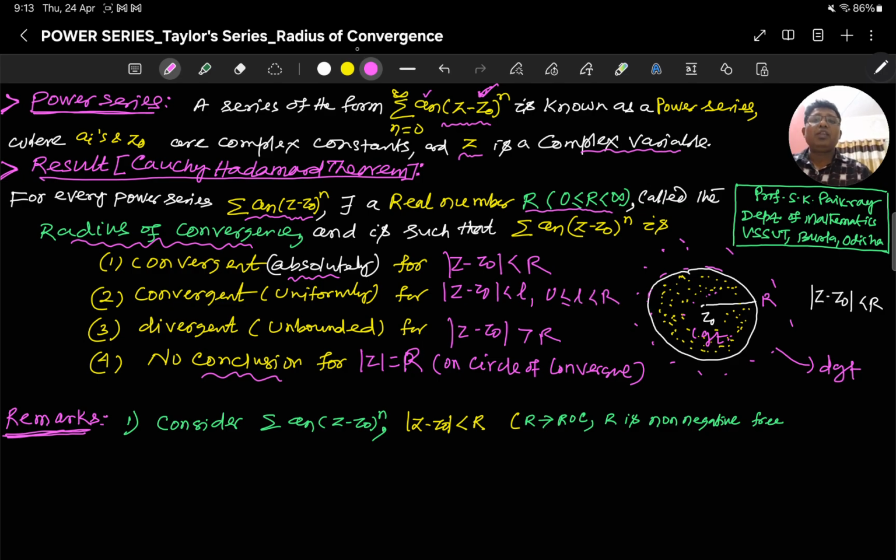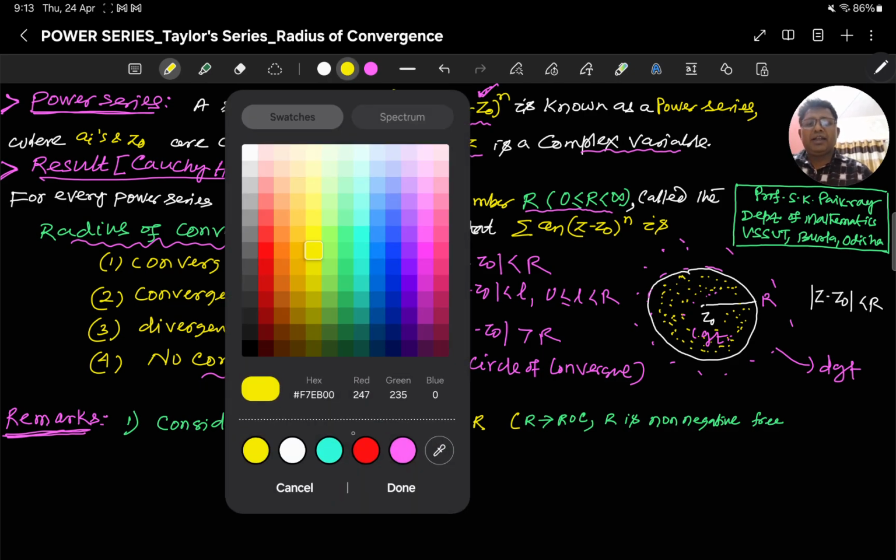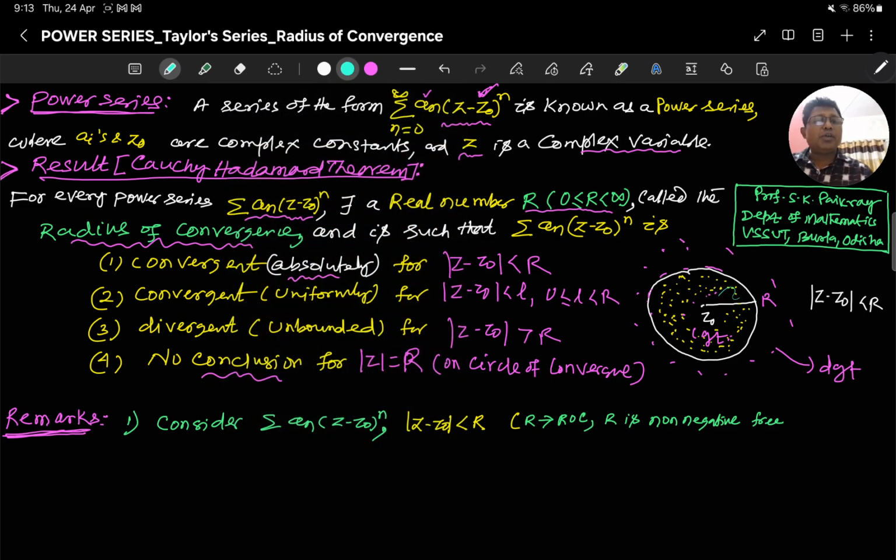That means if you have a small circle here, another region with radius L, then within this region it is uniformly convergent, and on this boundary we don't have any conclusion.